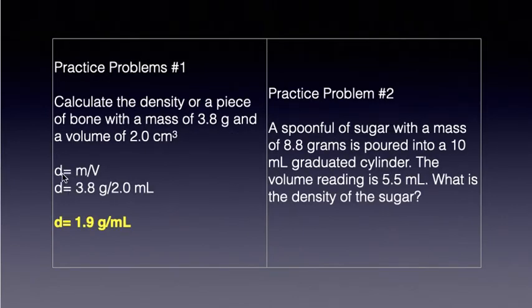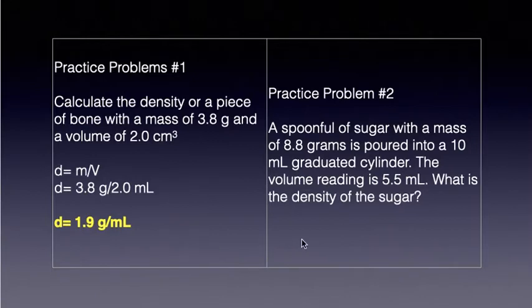So we write out the equation, D equals M over V. Mass is 3.8 grams. Volume is 2, and I put milliliters there because these are interchangeable, remember? And then I'm dividing it out. So it's 1.9 grams per milliliter.